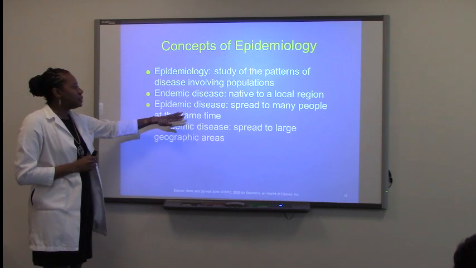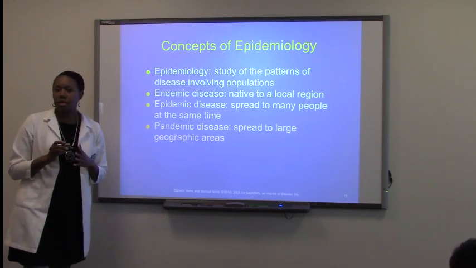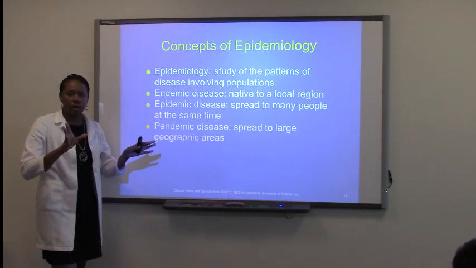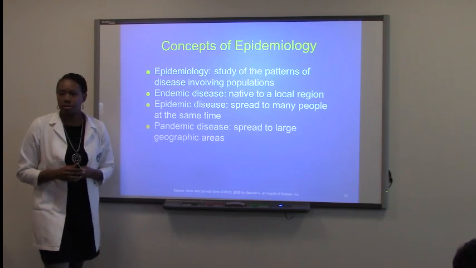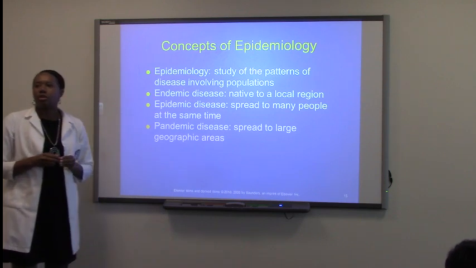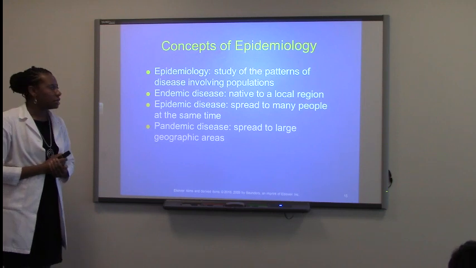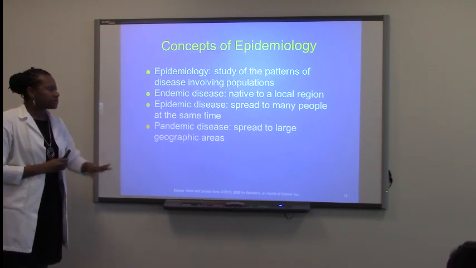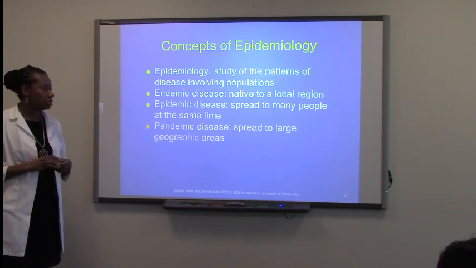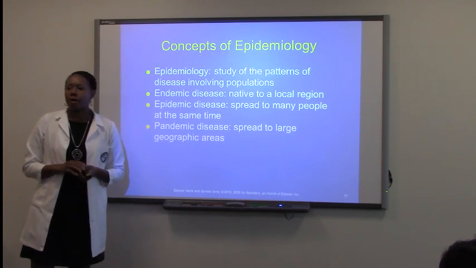Now, epidemic is something that spreads to many people at the same time. A very good example of this would be a foodborne illness. Say, for example, we all go out to Red Lobster and we all get sick from something. Everybody at the same time would get very ill, so that falls in the category of an epidemic. Pandemic is disease spread to large geographic regions, so pretty much across the globe, I should say.